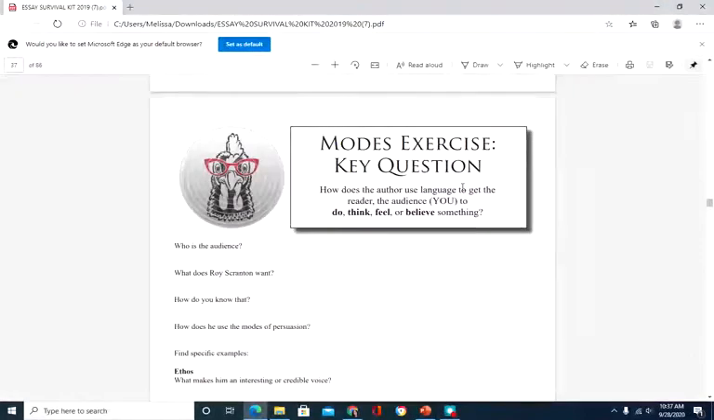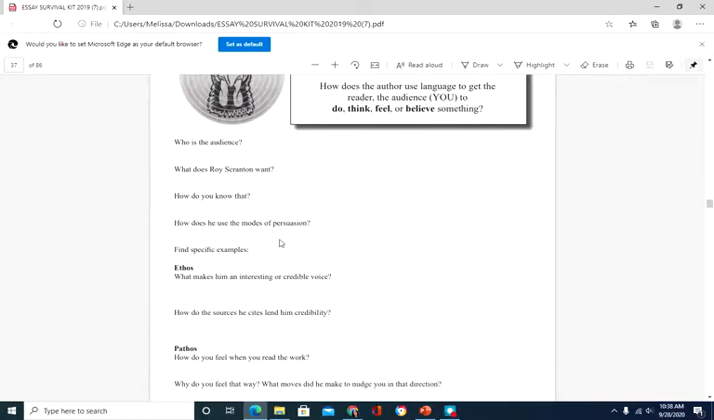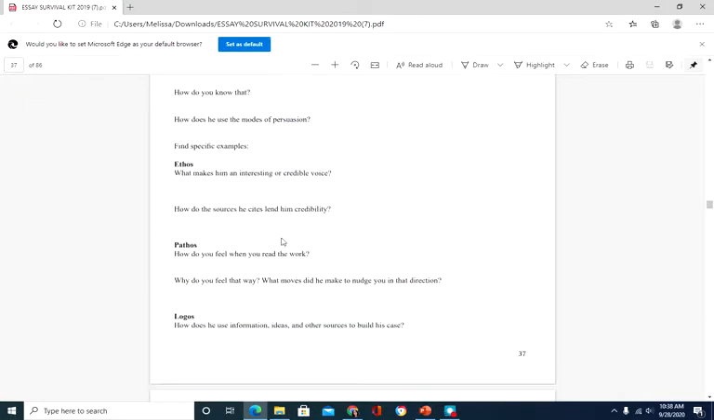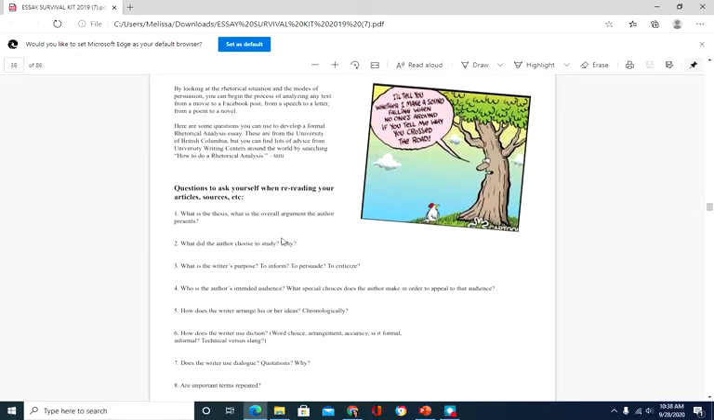So modes, exercise, key questions. Again, who's the audience? What does Roy Scranton want? How do you know that? Right? So once you identify the purpose, you need to be prepared to explain how you know that. How does he use the modes of persuasion? Be specific. And then when you actually conduct your own rhetorical analysis on whatever text you have chosen, you need to be ready to answer all of these questions.